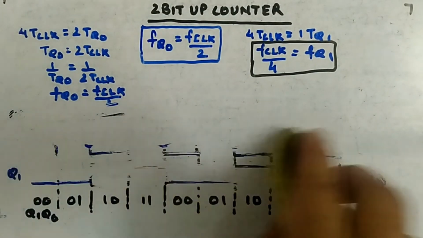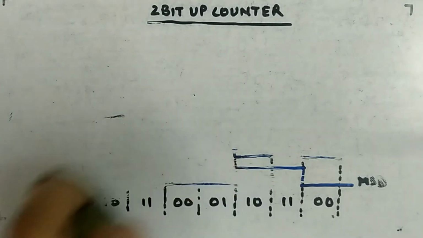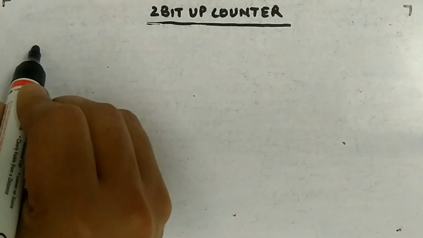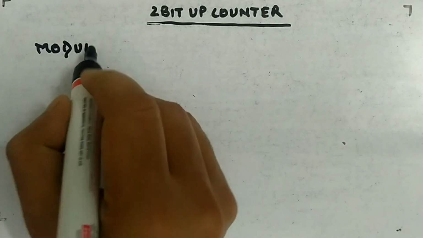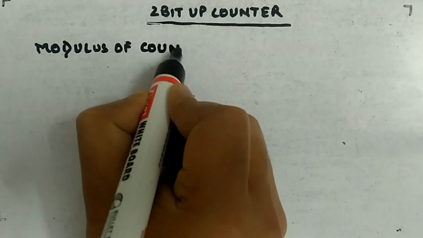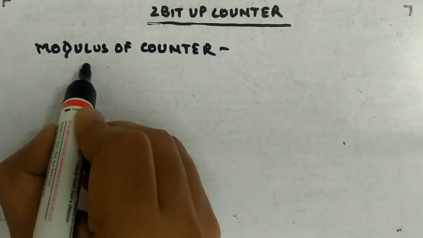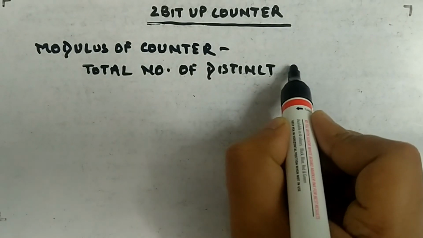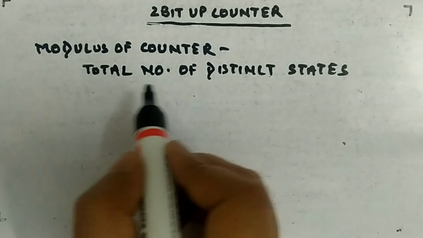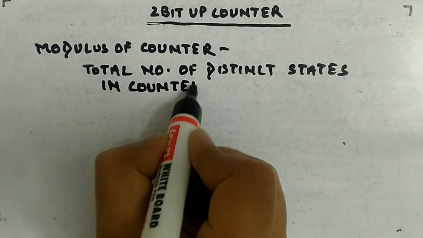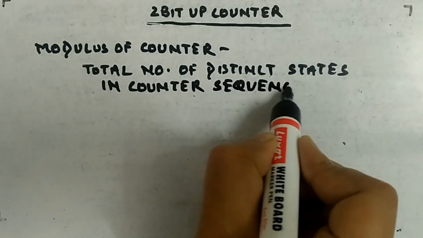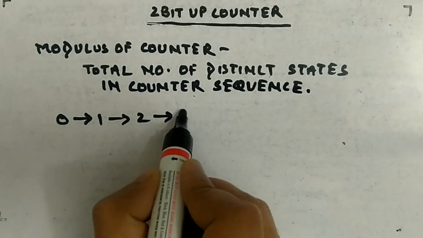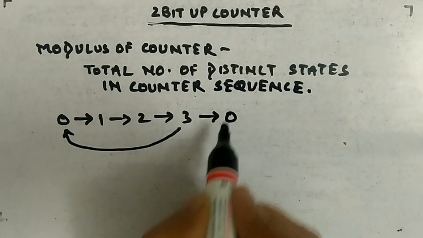There is something called mod. I gave you frequency also. One thing I have not told you is the mod value. Mod value, or modulus of counter, means the total number of distinct states in the counter sequence. So for example, we had 0, 1, 2, 3, then again 0. It goes on and on.